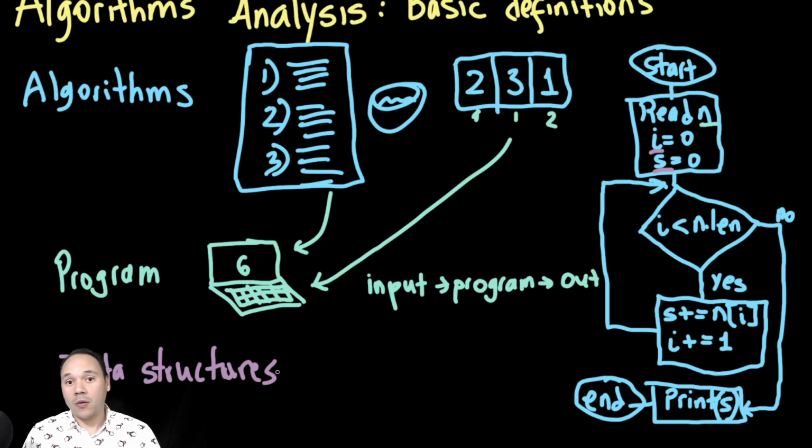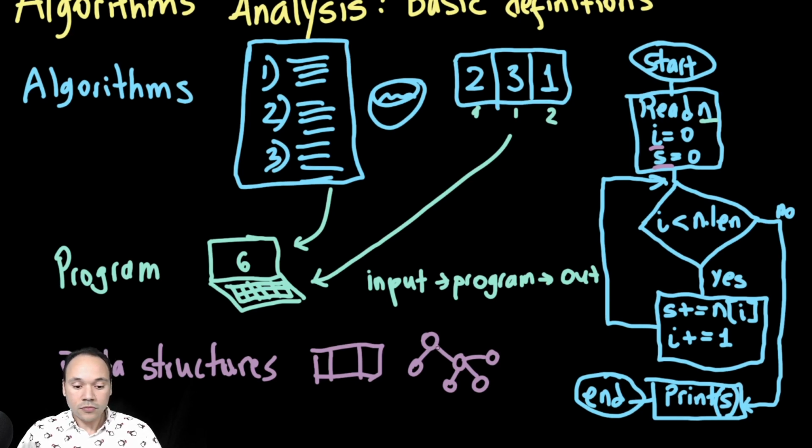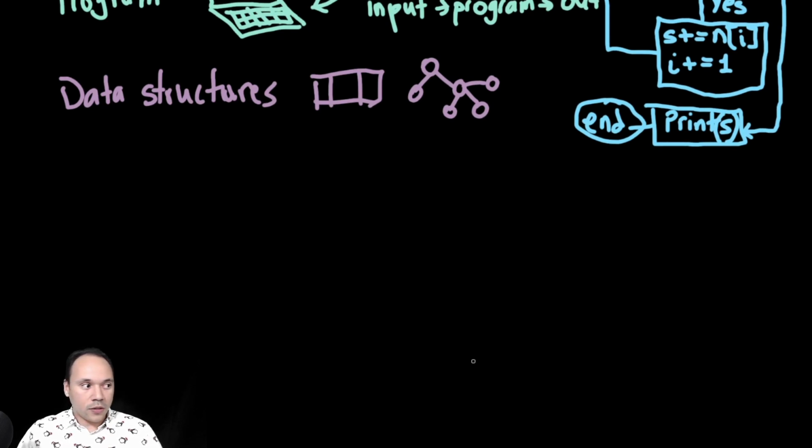So data structures are ways to organize data for later manipulation by an algorithm or to transform it into a totally different thing. So there are different types of data structures. We have arrays, we have variables, we have trees, we have graphs, and so on. So depending on the algorithm, we may use a different type of data structure. So that's data structure. The last part we're going to be talking about is algorithmic problems.